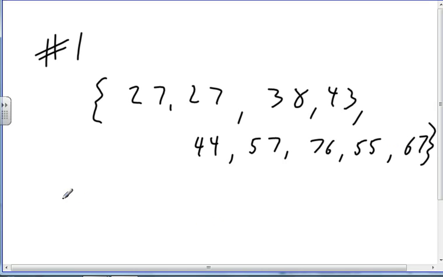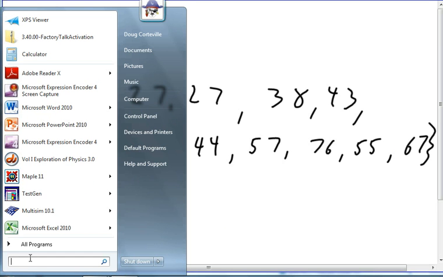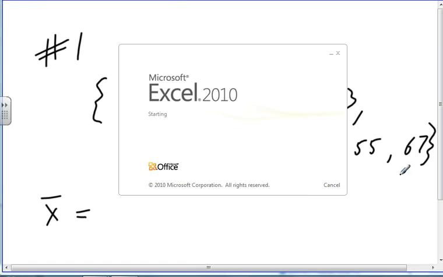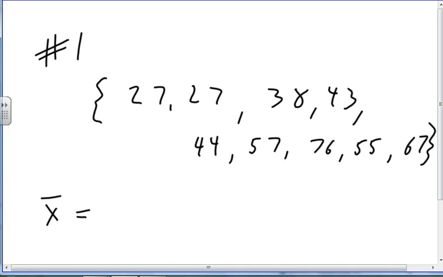Okay, so first thing we need is the mean. And I shut down my Excel spreadsheet, so I'll open it back up maybe. But in the meantime, I'll guess the mean.